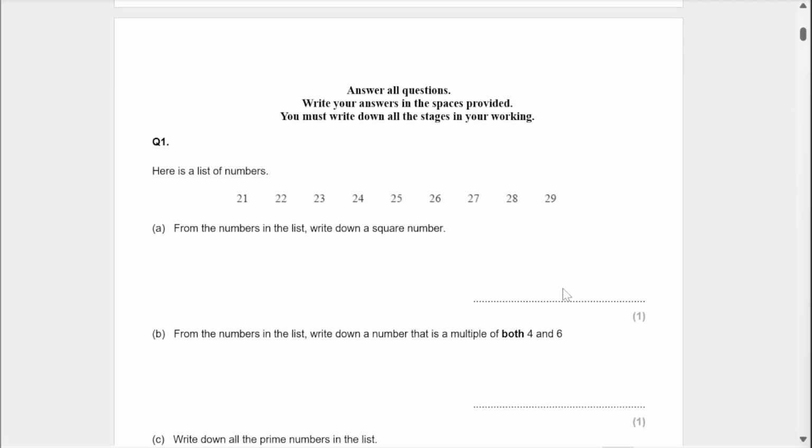So question one, here's a list of numbers. From the numbers in the list, write down a square number. So a square number is a number that times by itself to, let's just say, 5 squared is equal to 25, so 25 is a square number, so 25.